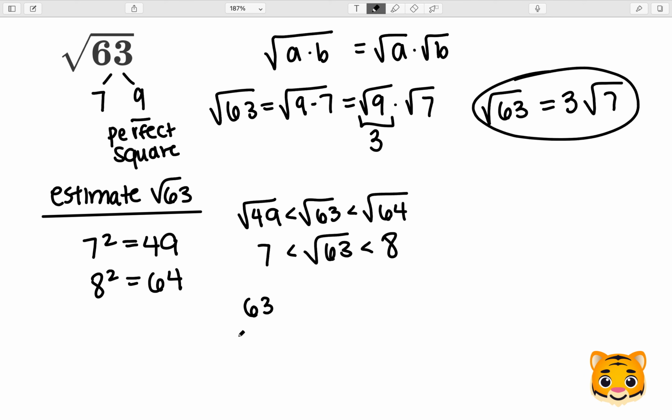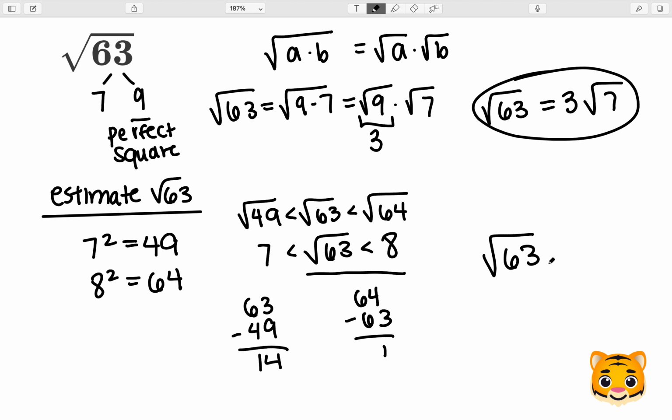So first we will do 63 minus 49, and we will obtain 14. Then we will do 64 minus 63 and obtain 1. As you can see, 64 is a lot closer to 63, so the square root of 63 will be closer to 8. Therefore, we can approximate the square root of 63 as 8.